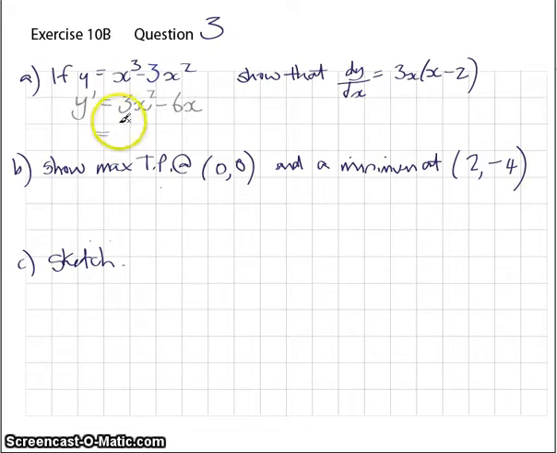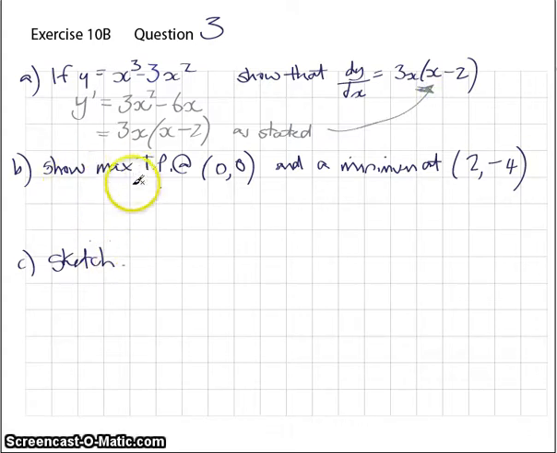Then I'm going to take out a factor of 3x from both terms. Take 3x out of this, it's going to leave me with just an x. I take 3x out of this, I'm going to get minus 2, and then you can see that that is exactly what I needed to show from here.